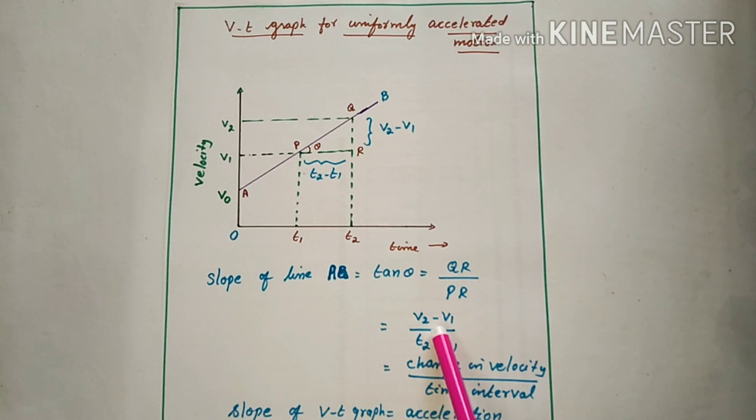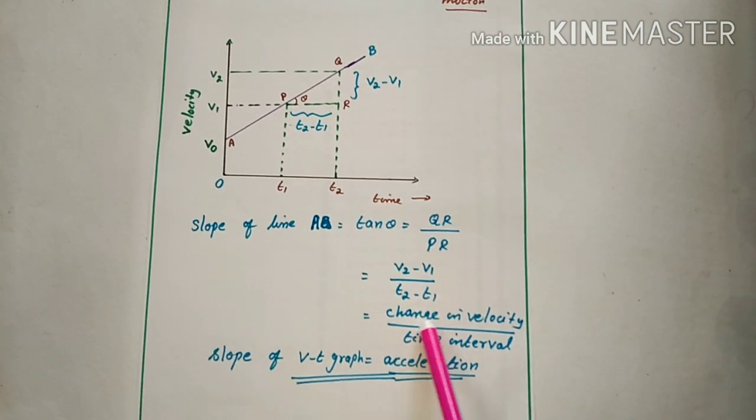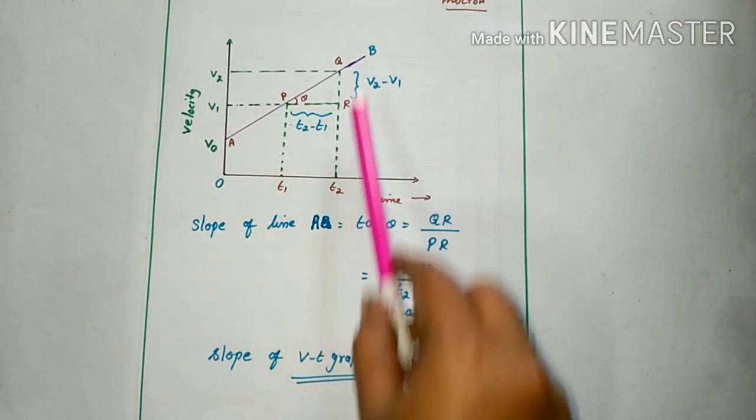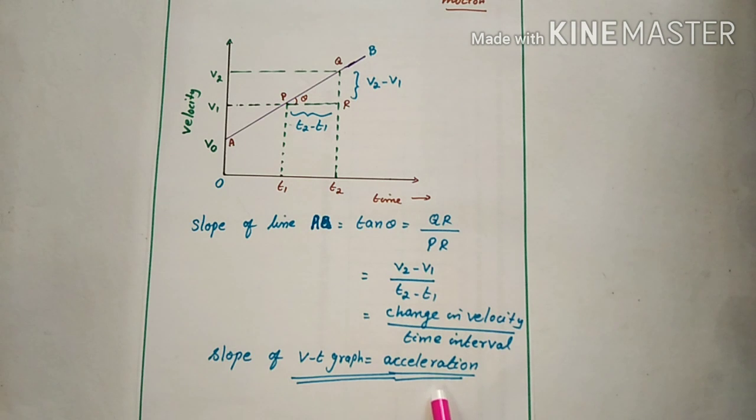So what is v2 minus v1? It is the change in velocity. What is t2 minus t1? It is the time interval. So change in velocity by time interval is the acceleration. So we can write slope of the v-t graph is equal to acceleration of the object.